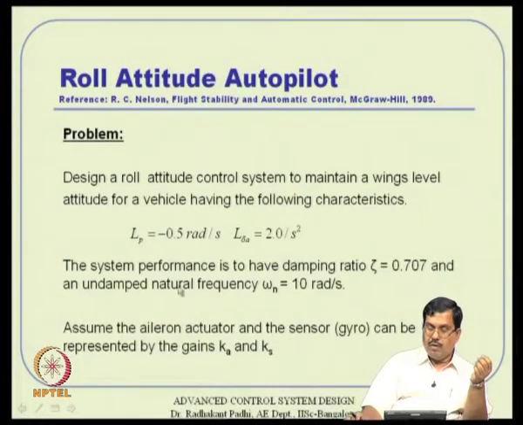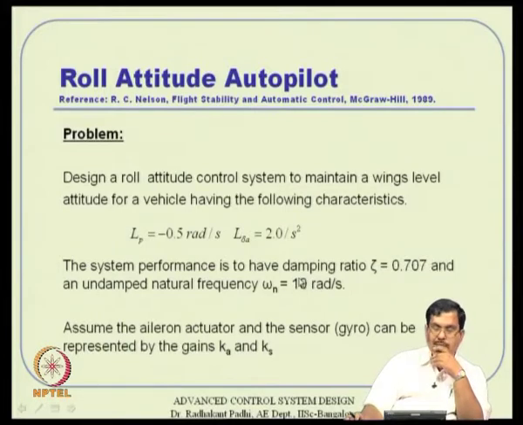And not only that, while assuring this wings level condition from any initial condition, suppose the aircraft is already rolled, you want to make it wings level, that is the problem. And while doing that, we want to assure that the damping ratio remains at 0.707, and the natural frequency happens to be 10 radian per second. I mean, that is the desired bandwidth specification. So, you have a damping ratio for that, and you have omega n on the closed loop system. Okay. So, can we do that?